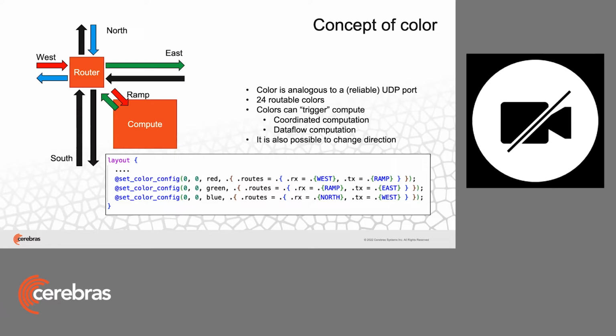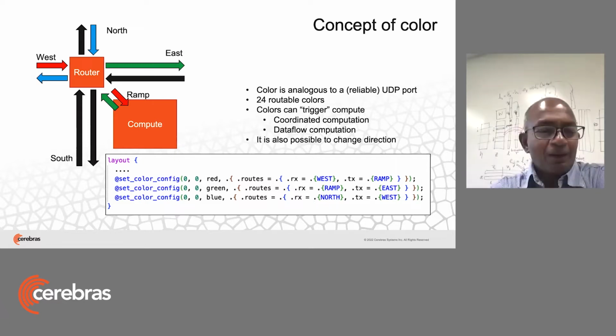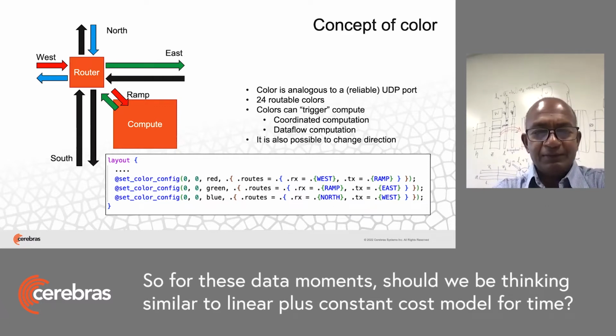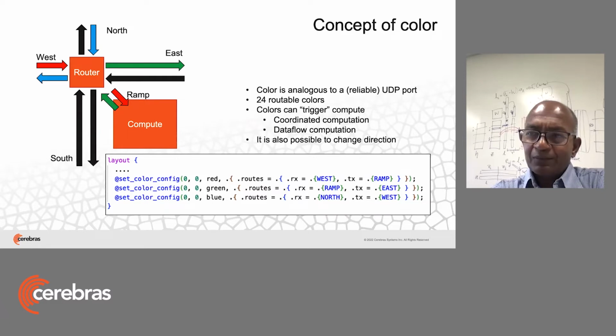Go ahead. Hi, I was wondering, so for these data movements, should we be thinking similar to the linear plus constant cost model for time? In terms of, there's some bandwidth, I assume, so do you have a model that application developers can keep in mind?